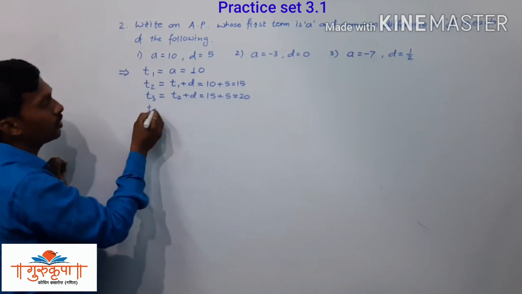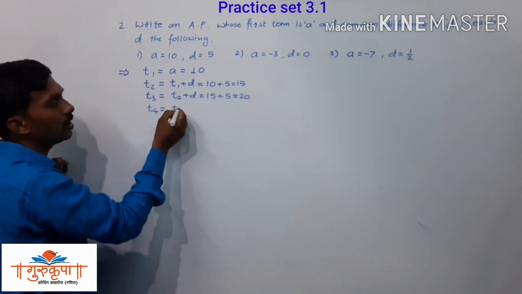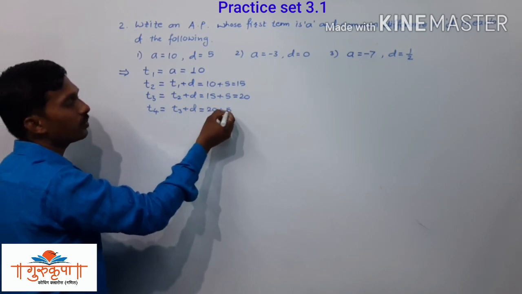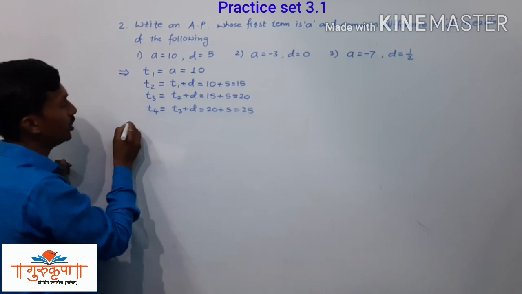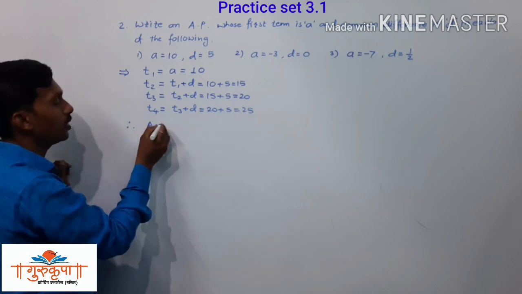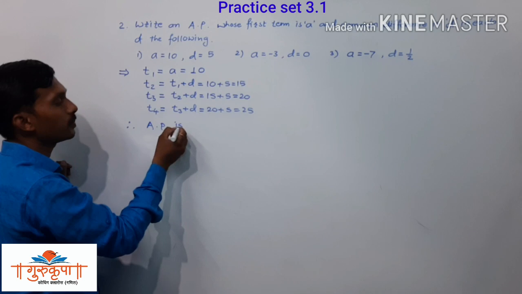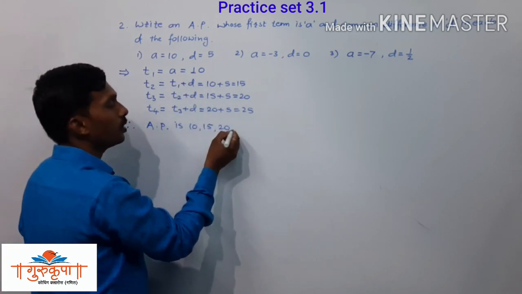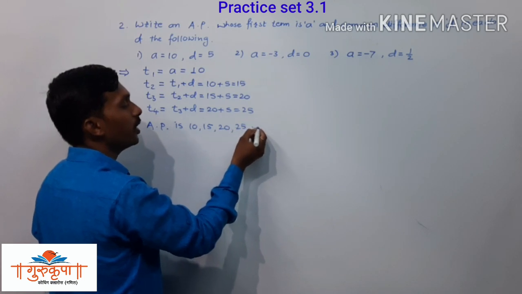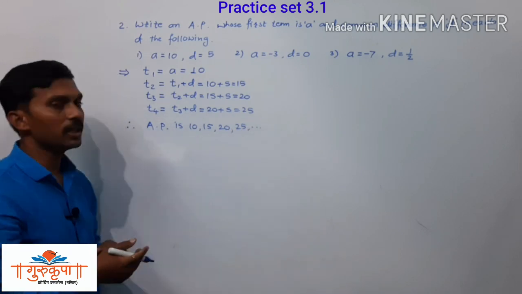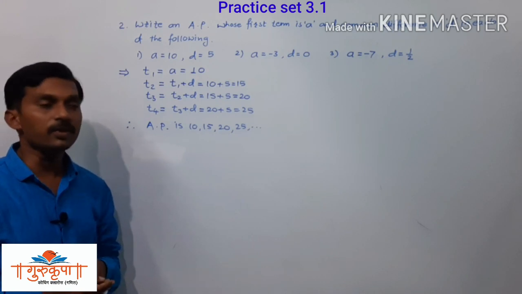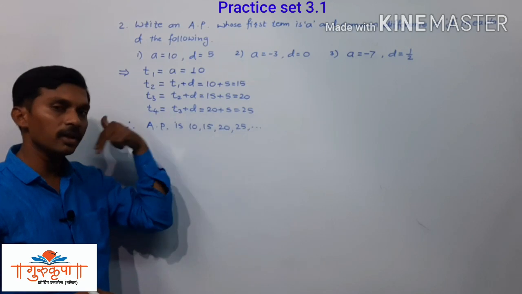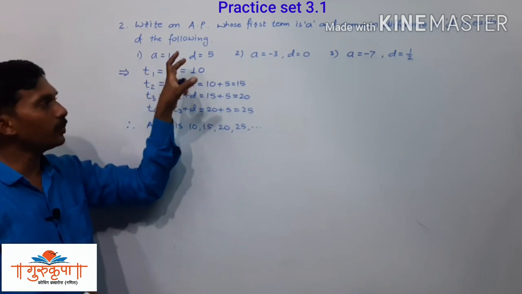Now we have to get the fourth term like this. It is too easy. To the previous term add the common difference. So we have 20 plus 5, that is 25. So therefore the AP is 10, 15, 20, 25 and so on. It is an AP. The AP which we have to write, that AP is 10, 15, 20, 25 and so on. At least we have to get 4 terms there.